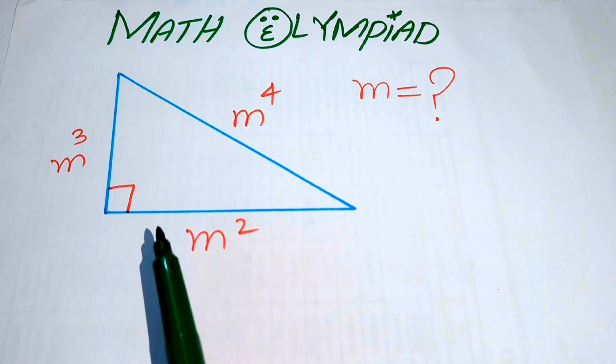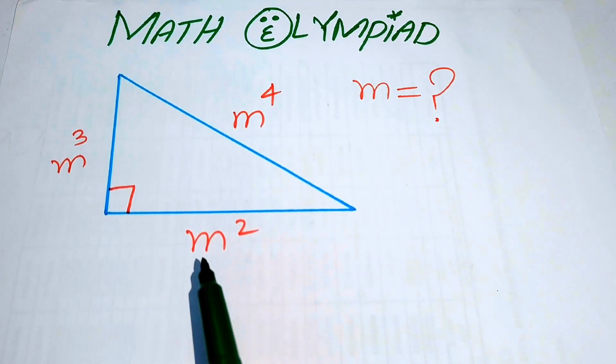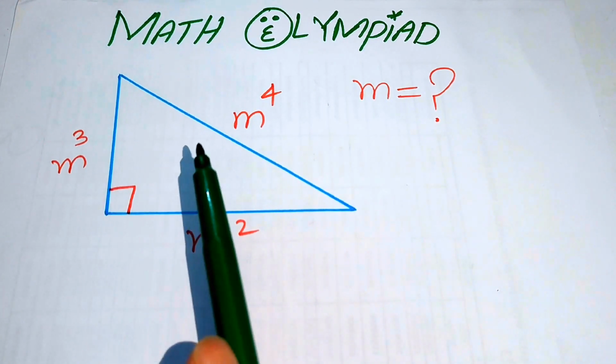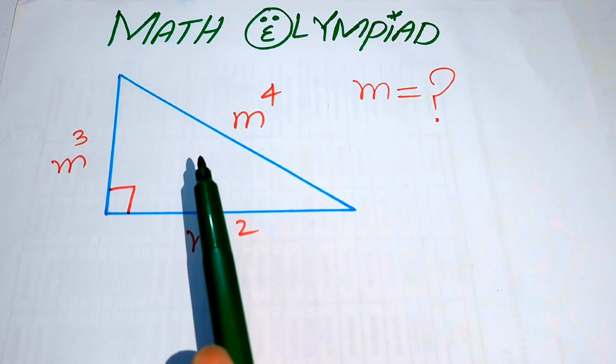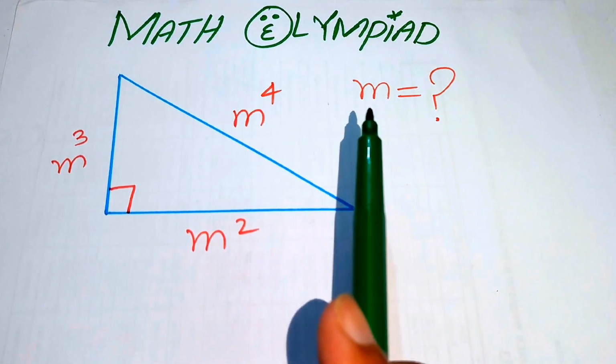And here we have a nice right triangle in which the length of one side is m squared and the other two sides are m cubed and m to the power of 4. So here we solve this problem for the values of m.